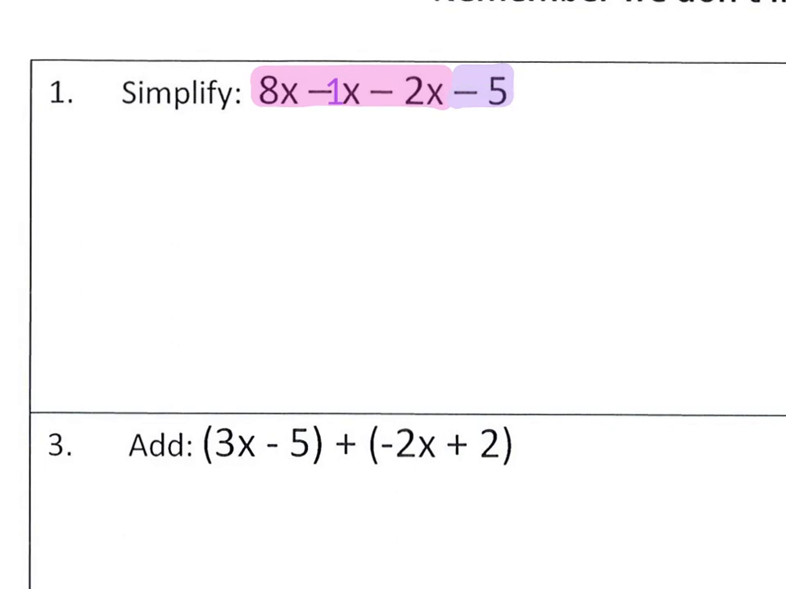Now that I've done my highlighting, I'm just going to put those together. So in my calculator, we can't put the variable, but we can put the coefficient. So 8 minus 1 minus 2 gives us 5. And they were all x's, that's why we put them together. So that's why I have a 5x. And then we have the negative 5. There are no other constants to combine with, so then I'm just going to put that minus 5 as the second part of my answer. And that's my final answer. So we can put a circle around it and give our answer 5x minus 5.